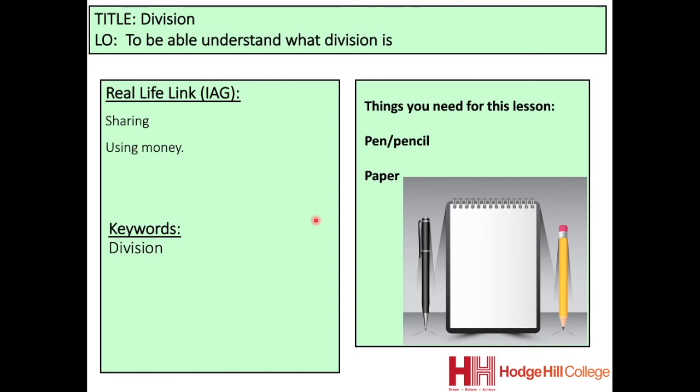Today we're going to be looking at doing division. The learning objective is to be able to understand what division is. We've got the real life scenarios and the keywords on this side. The only things you'll need for this lesson is a pen or a pencil and some paper.